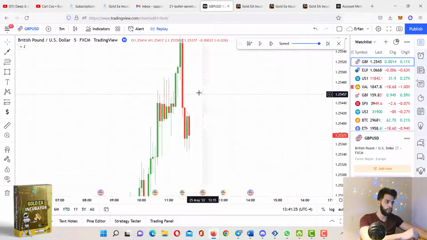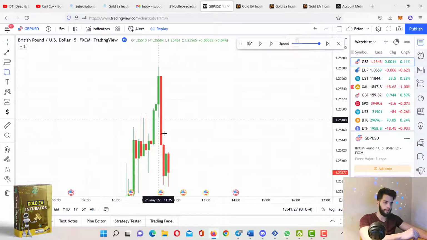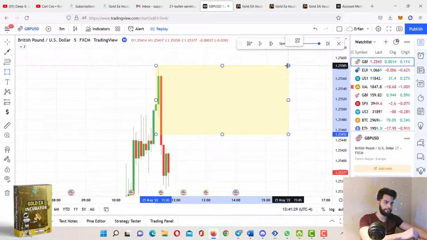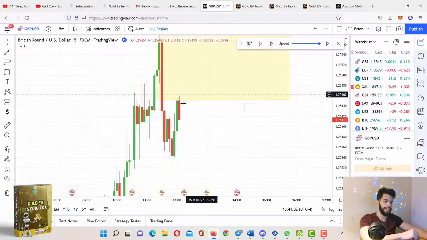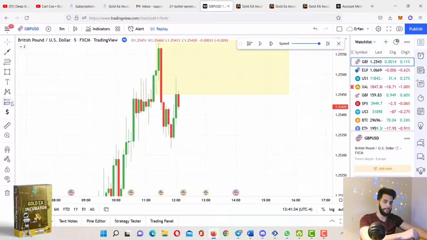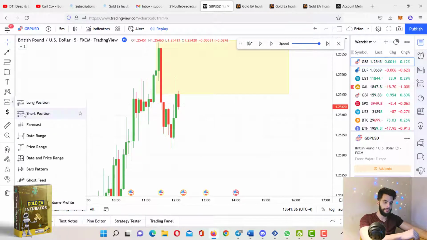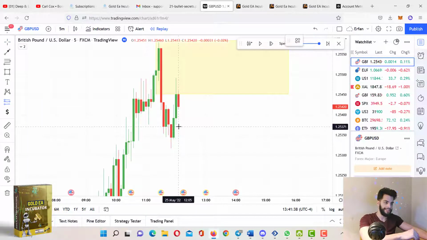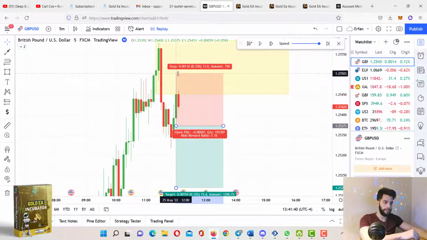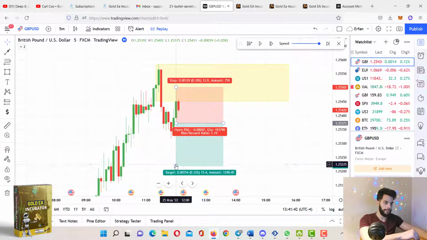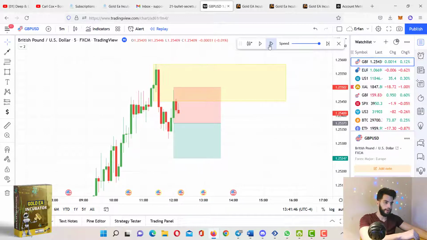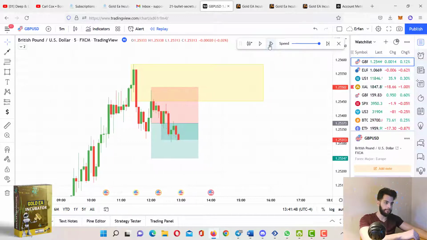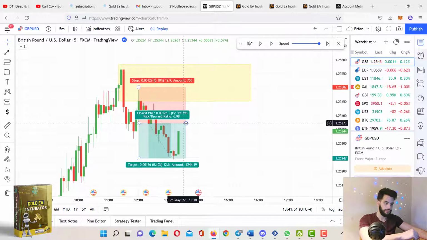So it formed another high probability supply zone from here to here, and as usual, waiting for the price to tap into this level, and it did. So when I put my sell stop, instead of putting it here, I put it here, and my stop loss was here, and my TP was right here. And this is exactly what happened. It triggered my entry, hit my TP.